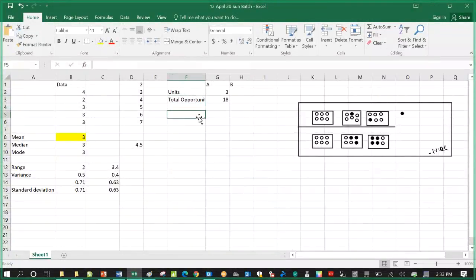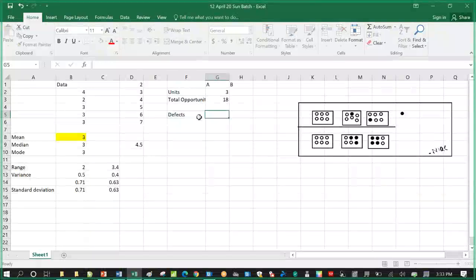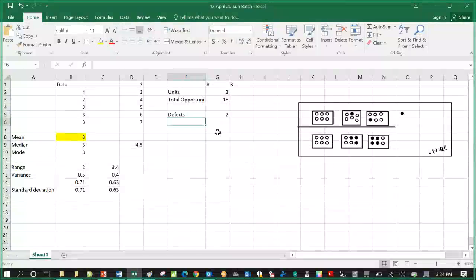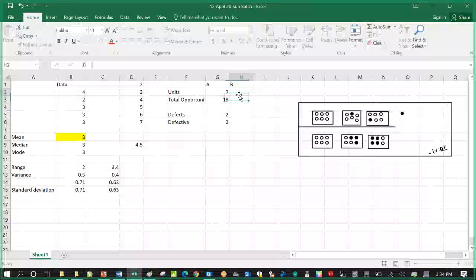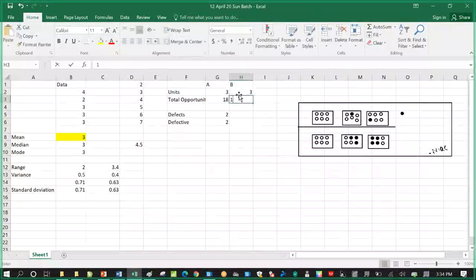Second thing here is how many defects are there? 1, 2. 2. How many defective? 2. But in scenario of this, how many defects are there? B. 1, 2, 3, 4, 5, 6, 7. 7. How many defectives? 2. Okay. So these things are clear till here.